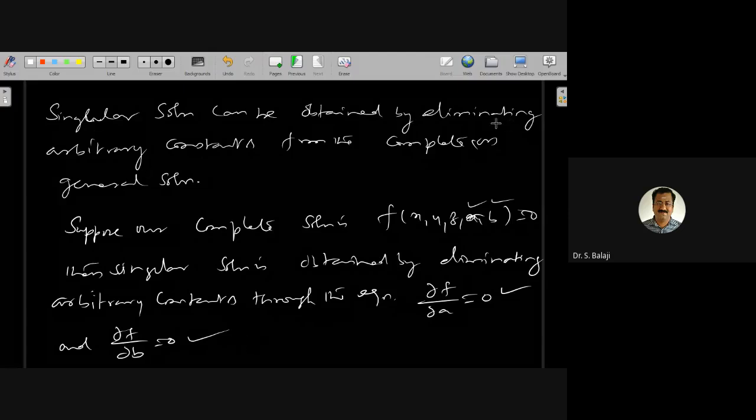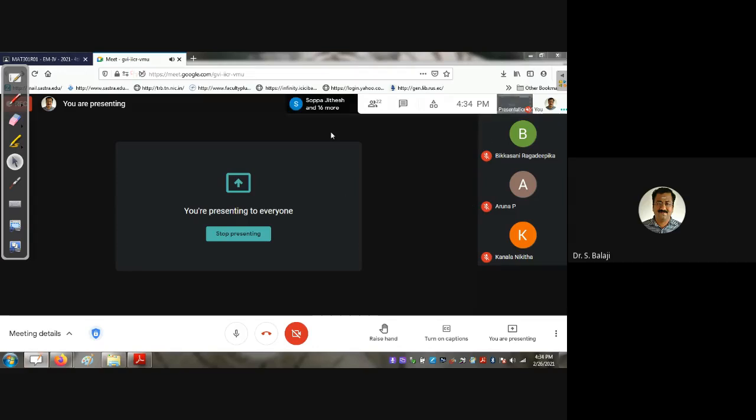Here is the singular solution of the given equation. The singular solution can be obtained by eliminating the arbitrary constants from the complete or general solution. For that, you differentiate partially with respect to a, one arbitrary constant, and partially with respect to the other arbitrary constant, equal to 0. You can get the solution. This is the idea we can follow. When you concentrate on the solution of a PDE, you may list out the complete, general, particular, and then singular solution. In that manner, we can calculate.